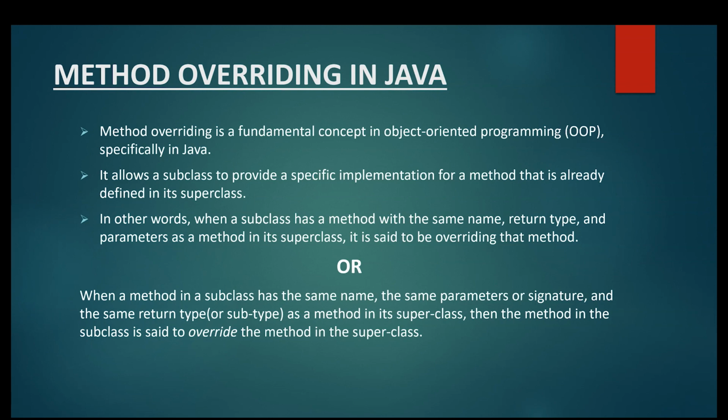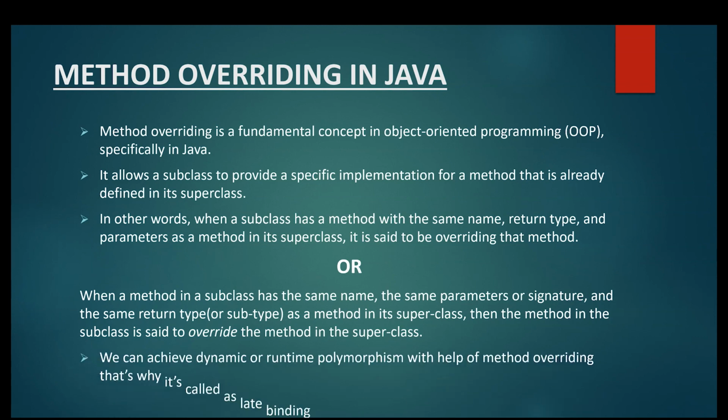then the method in the subclass is said to override the method in the superclass. So basically, if you have a method in the subclass which has some name, return type, and method signature, and the same method is present with the same name, same return type, same parameters, everything the same in the superclass, then you can say the superclass method is overridden in the subclass. And as I discussed in the beginning, we can achieve dynamic or runtime polymorphism with the help of method overriding in Java. That is the last point about method overriding in Java.